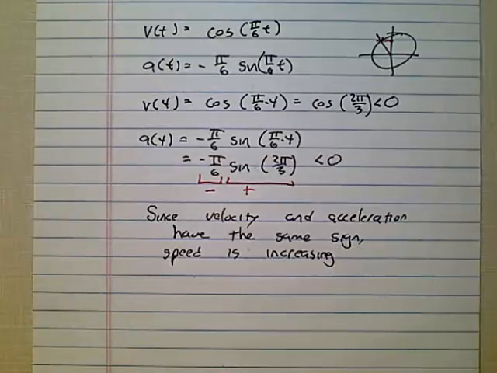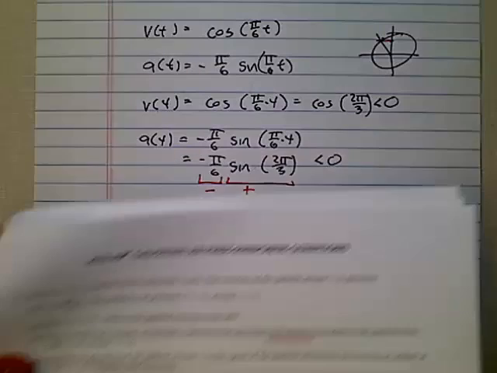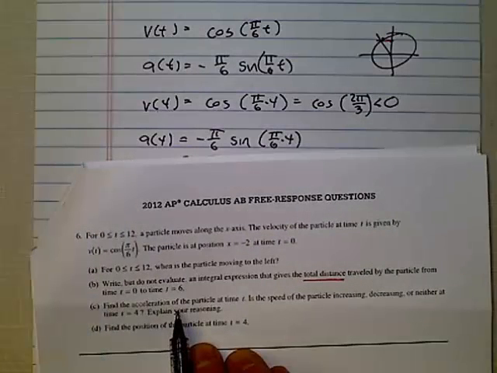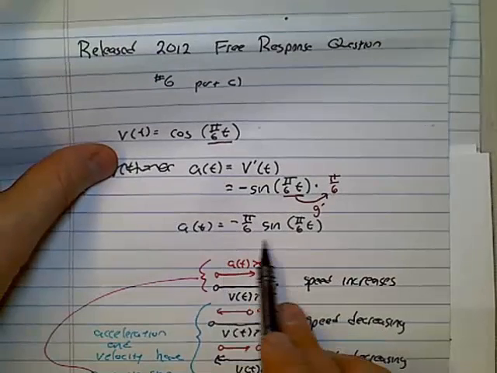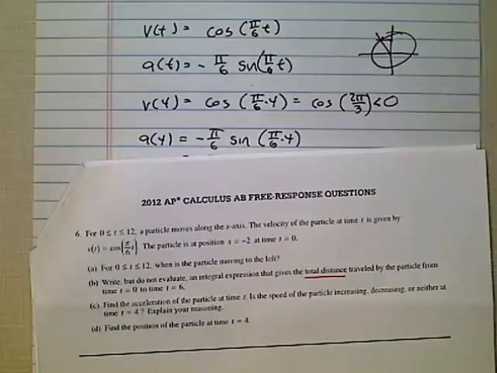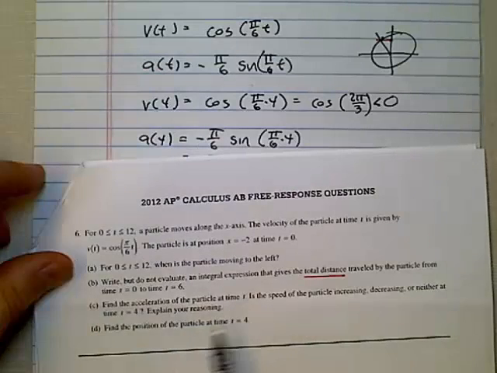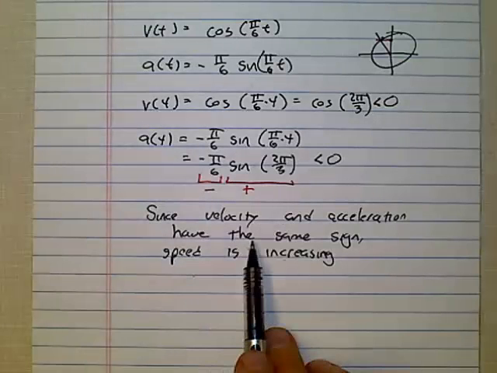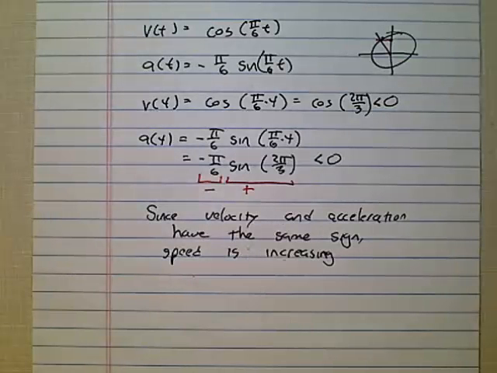That question had a couple of parts, so let's make sure we answered them both. It said, find the acceleration of the particle at time t, and we found the acceleration of the particle at time t. It was a of t equals negative pi over 6 sine pi over 6 t. And it says, is the speed of the particle increasing, decreasing, or neither? We said the speed is increasing. That's good enough for that one.